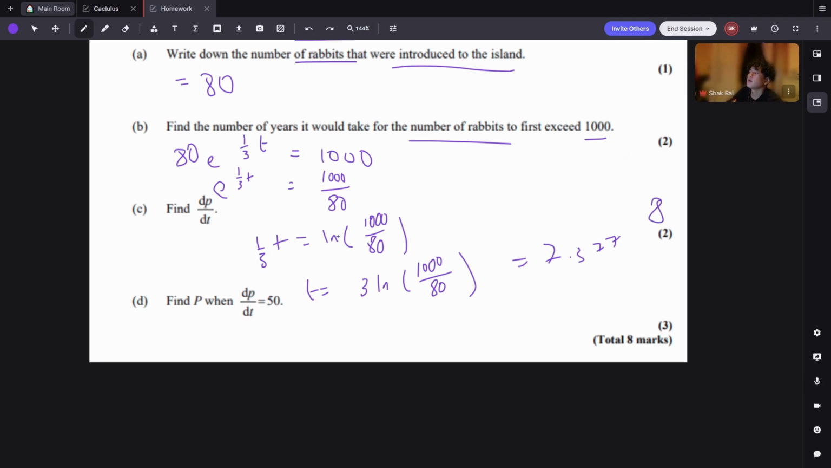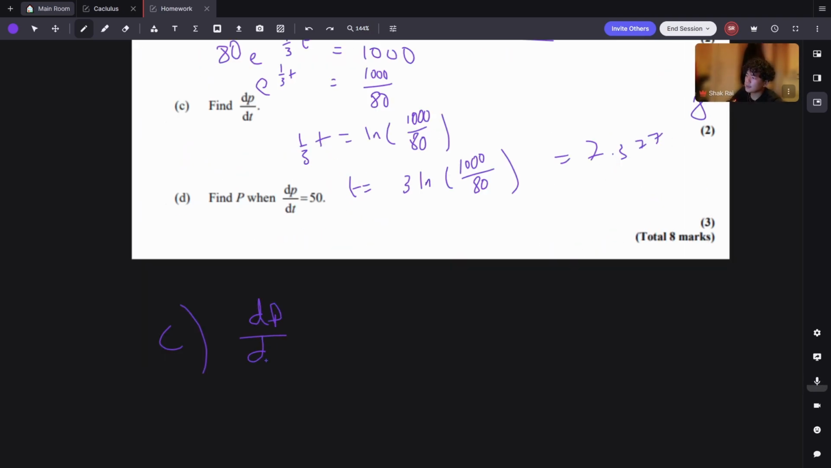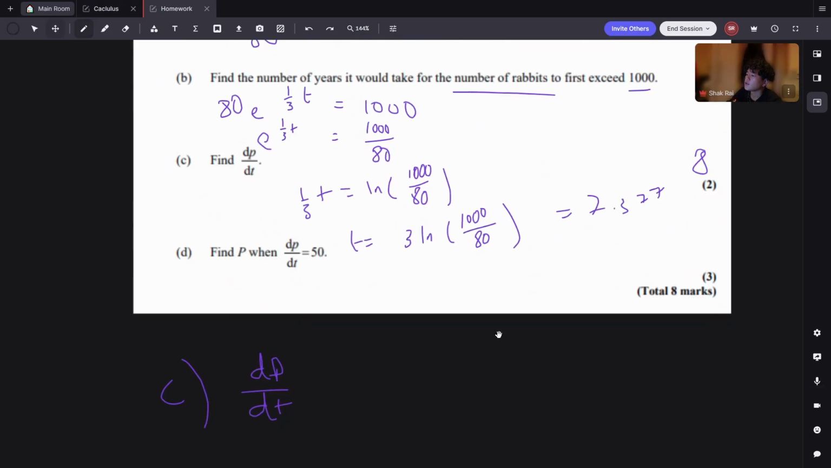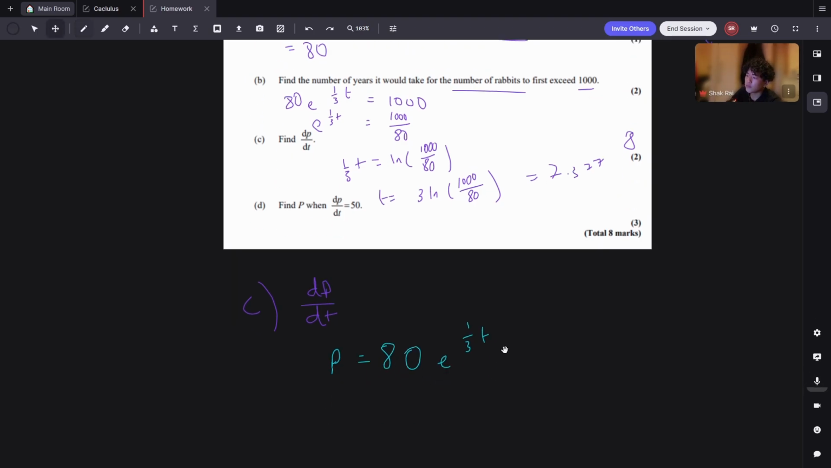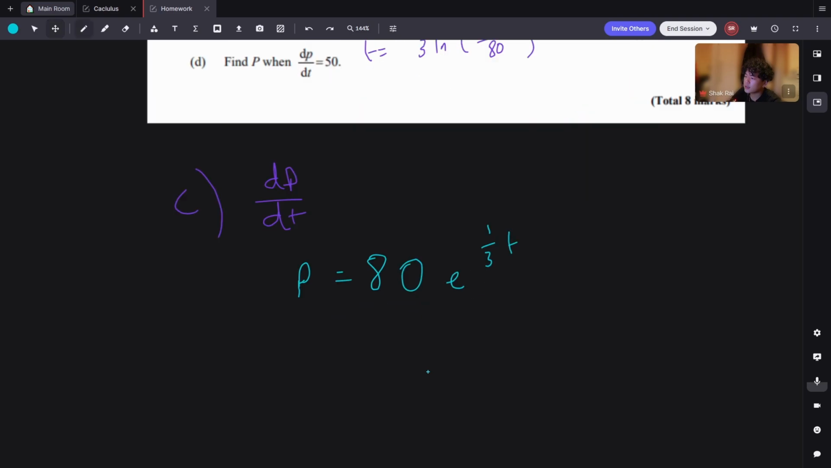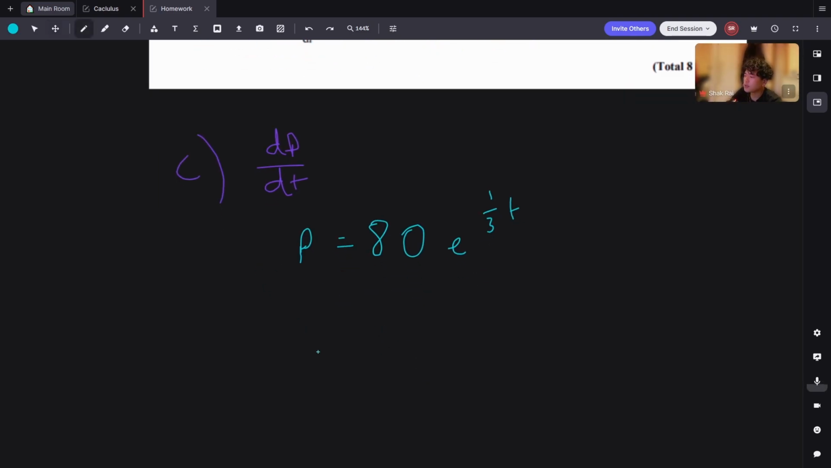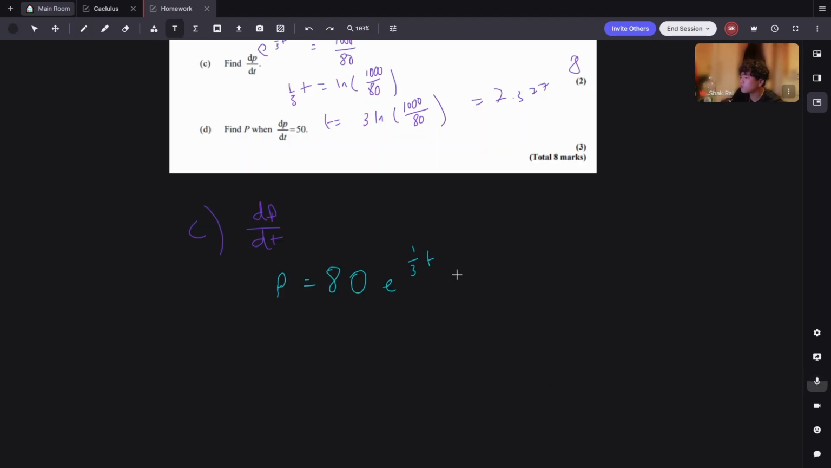So part C, we need to find dp by dt. So to begin with, what is p? So p equals 80 e to the power of 1 over 3t. So how do we differentiate this? This differentiated is relatively simple. It's just the chain rule. So what is the chain rule? The chain rule is actually just super simple.